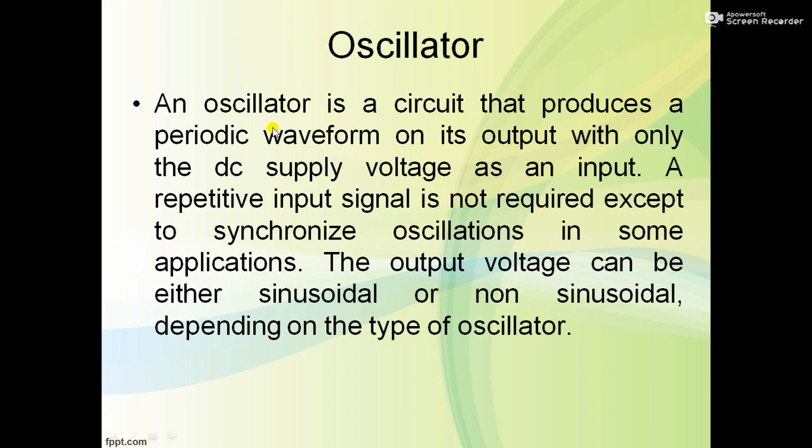It means that instead of using any external input signal, we are using the DC supply voltage VCC as an input for the oscillator circuit. Then it generates the oscillations or output waveforms with a desired constant amplitude and frequency.